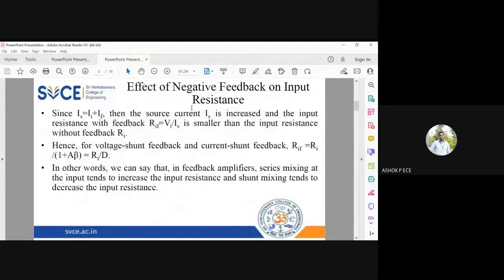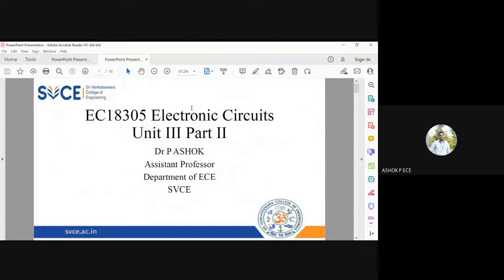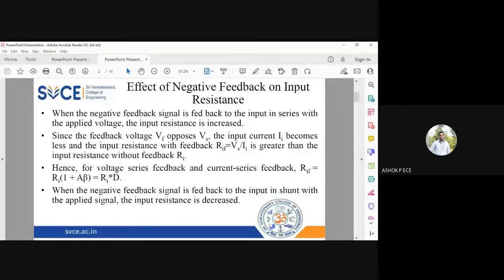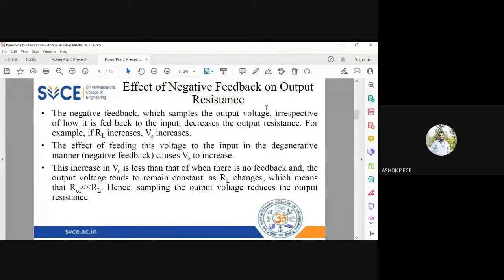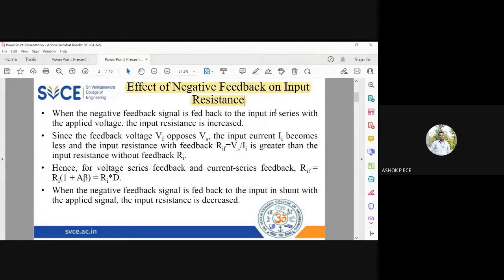Now we are going to see the effect of negative feedback on input resistance, and the effect of negative feedback on output resistance. We are going to study these two things. You know that on the input side you have the mixing network, and on the output side you have the sampling network.